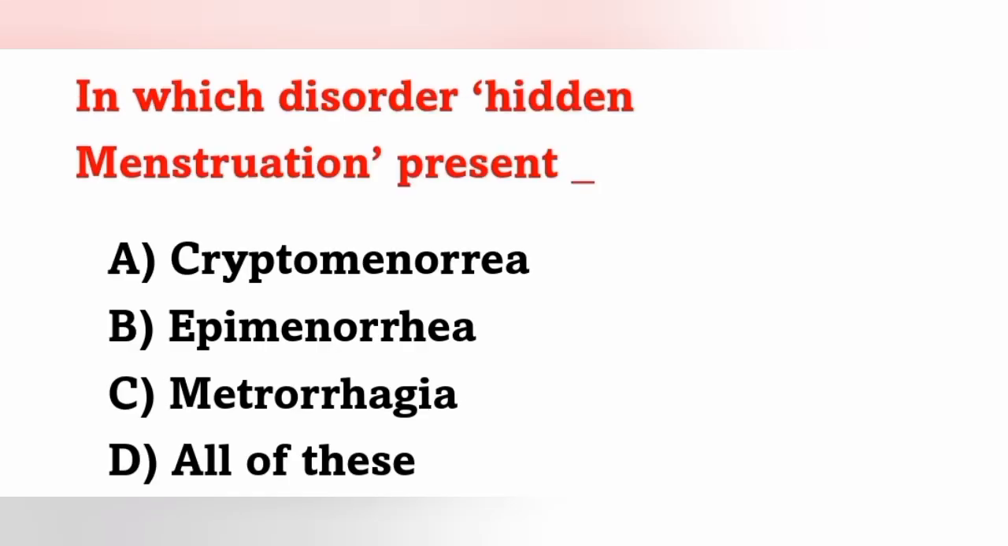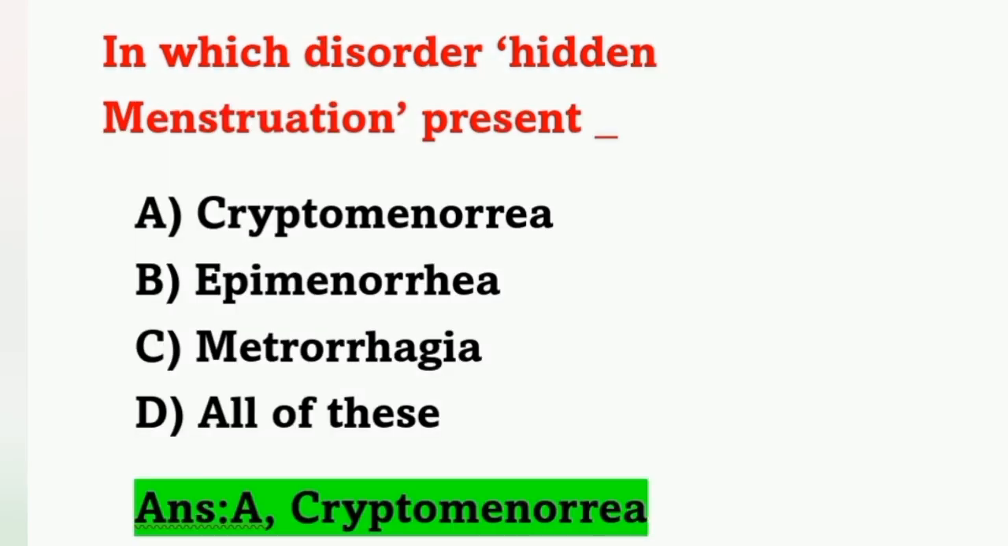In which disorder is hidden menstruation present? Option A, cryptomenorrhea. Option B, epimenorrhea. Option C, metrorrhagia. Option D, all of these. Here the question is about hidden menstruation. Hidden menstruation means the girl or lady is already having menstruation, but the menstrual flow is not coming out. It is mainly due to a vaginal or uterine obstruction. That is known as cryptomenorrhea. Option A is the correct answer.